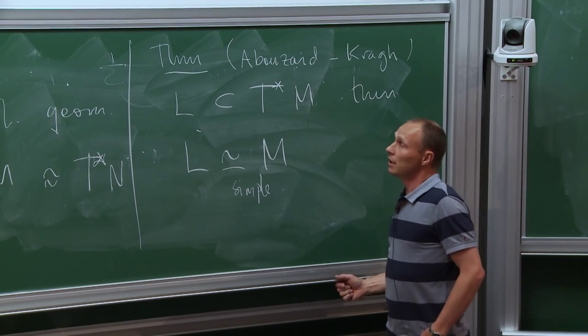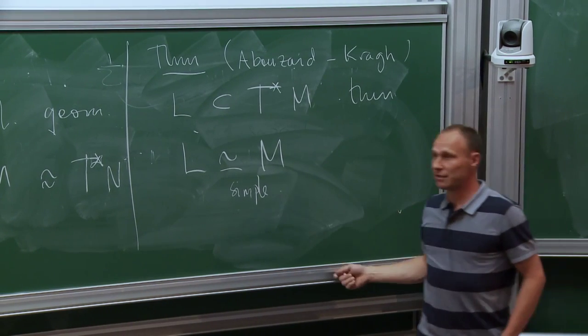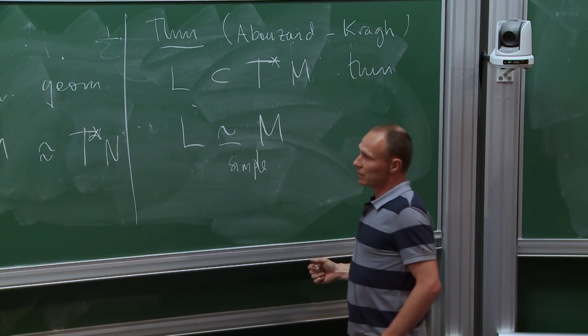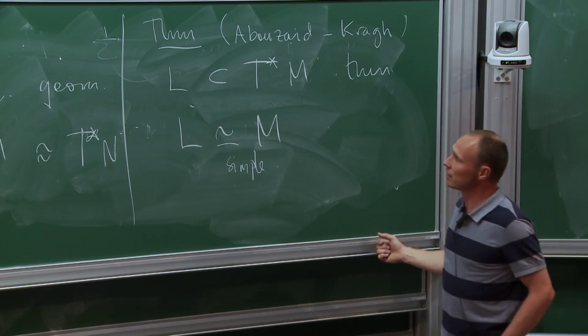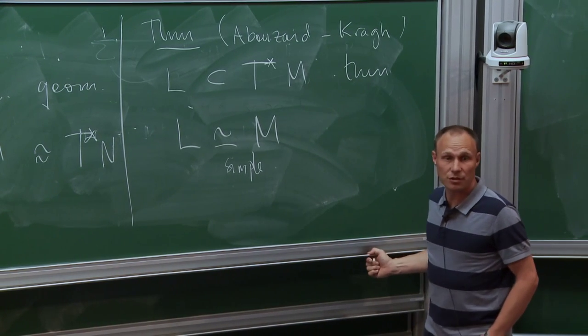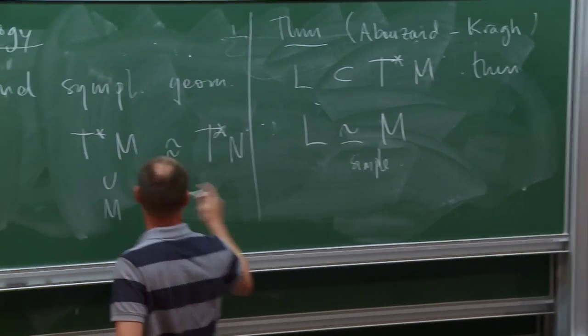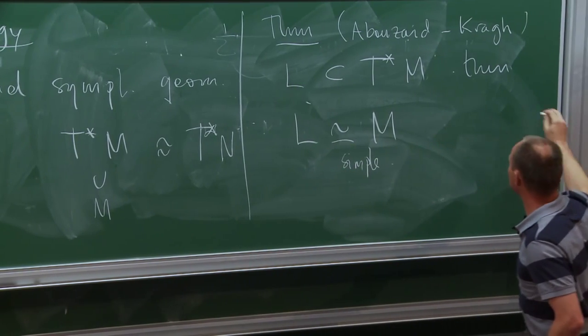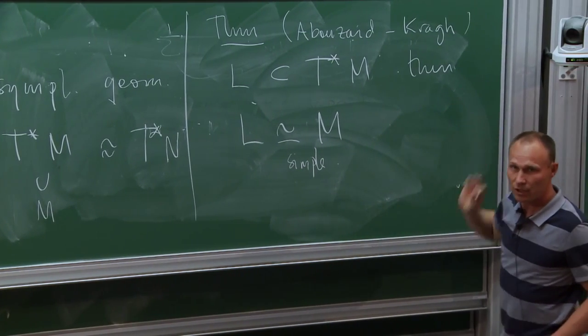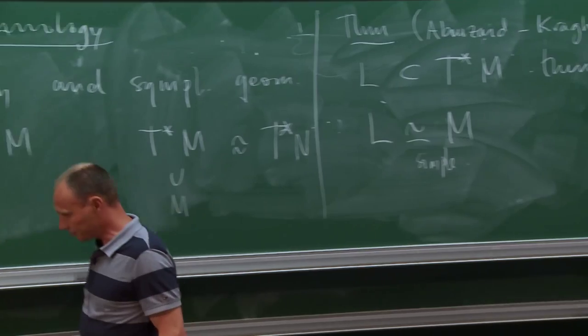There is some history to this theorem that I want to tell you about, but there certainly were lots of contributions. Maybe it's compact. Compact, yes. So sorry, M and L are closed manifolds. So that's right, compact, no boundary.